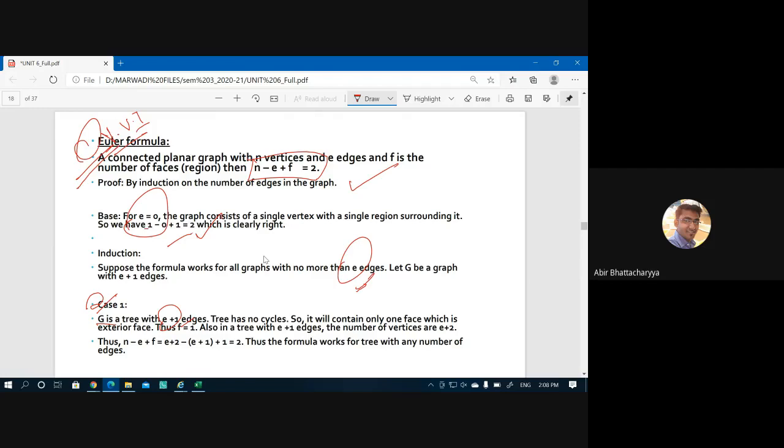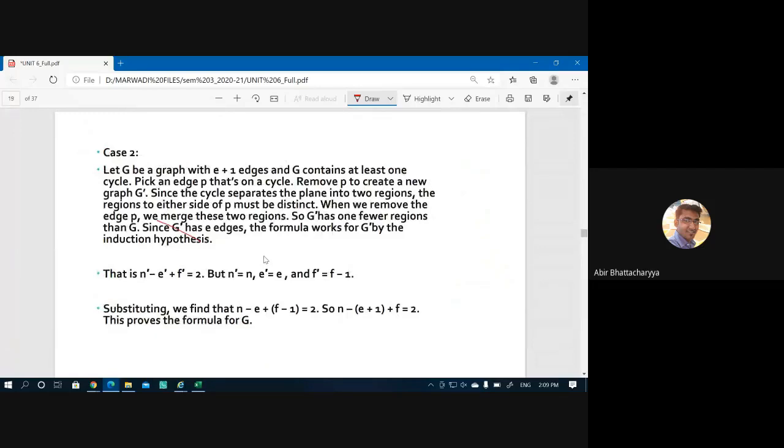Every tree with e plus 1 edges has e plus 2 vertices, because if I have n vertices in a tree, the number of edges is n minus 1. Plugging in n minus e plus f, it is e plus 2 minus e plus 1 plus 1, which becomes 2. So it is satisfied. Case 2 is a graph with e plus 1 number of edges containing at least one cycle. Why at least one cycle? Because the first case having no cycle means it's a tree.